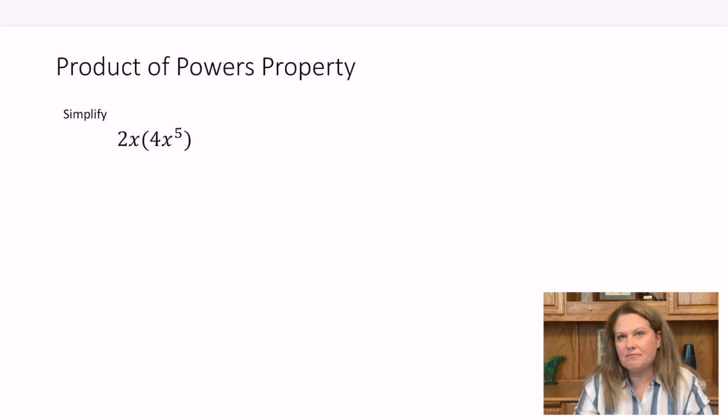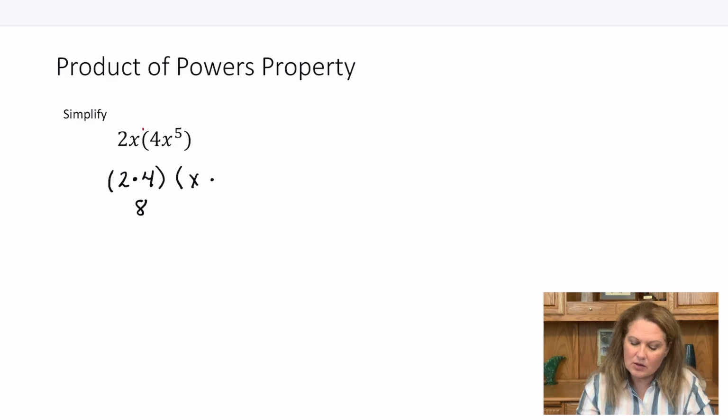One more time, very quickly. Give you a couple seconds head start. Okay, good job. Take your coefficients. 2 times 4, yep, that's 8. Multiply your powers. Now remember, the x in the 2x doesn't have an exponent, so there's an imaginary 1 there. So we're going to say x to the 1st times x to the 5th.